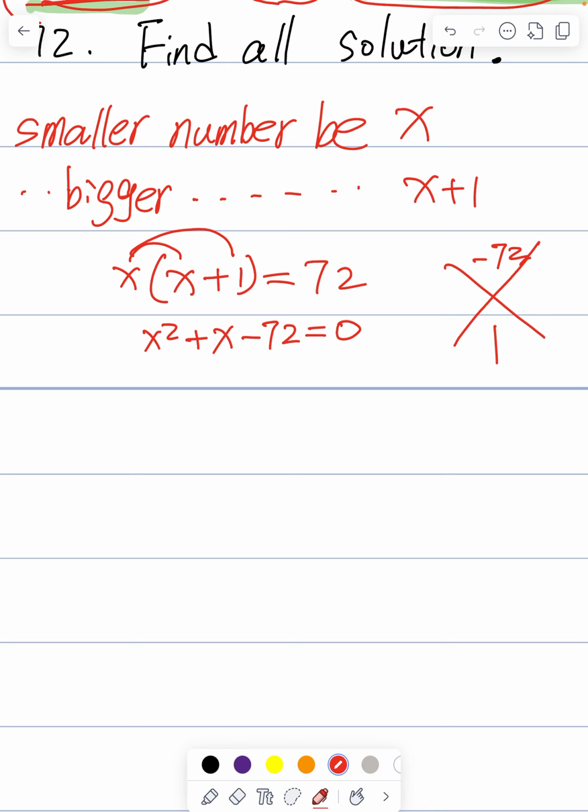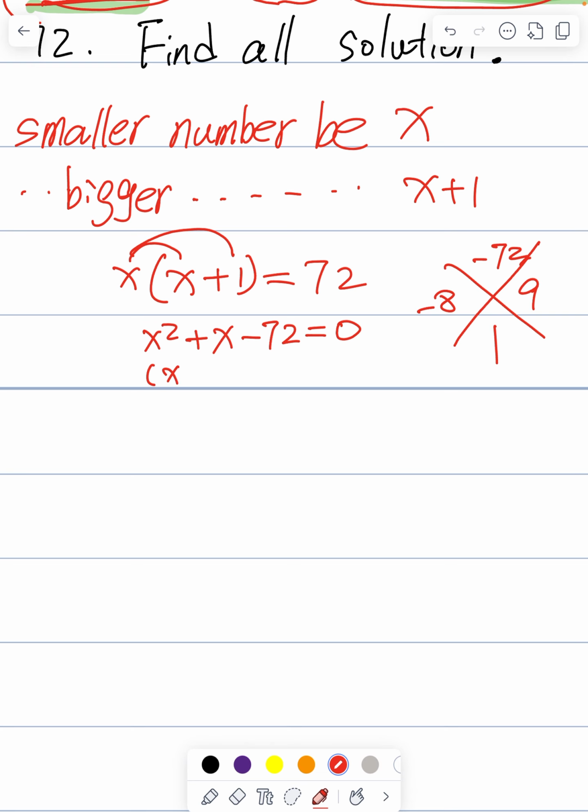So those two numbers are what? I'm thinking about 8 and 9. Either negative 8 and 9. 8 times 9 equal to 72. Negative times positive is negative, and negative 8 plus 9, that's 1. Okay, I think I got the correct numbers.